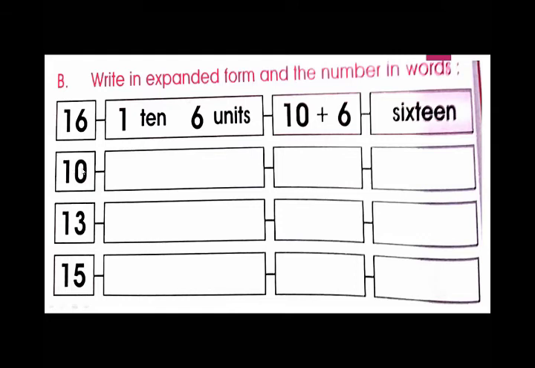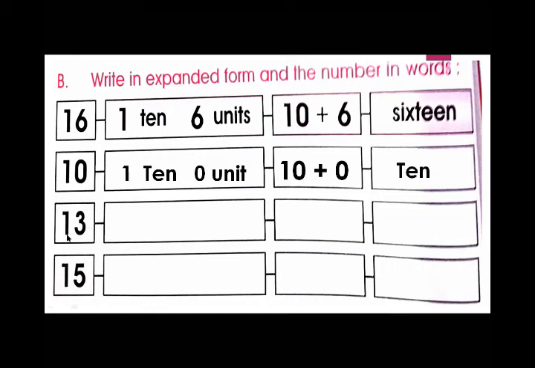Okay. What is the next number? 10. So how many tens are here? 1. And how many units? 0. Very nice. So we can write 10 in this way: 1 ten and 0 units. 1 ten means 10, and 0 units means 0. So 10 plus 0. And what number will be formed here? 10. So what is the spelling of 10? T-E-N, 10. Very nice.